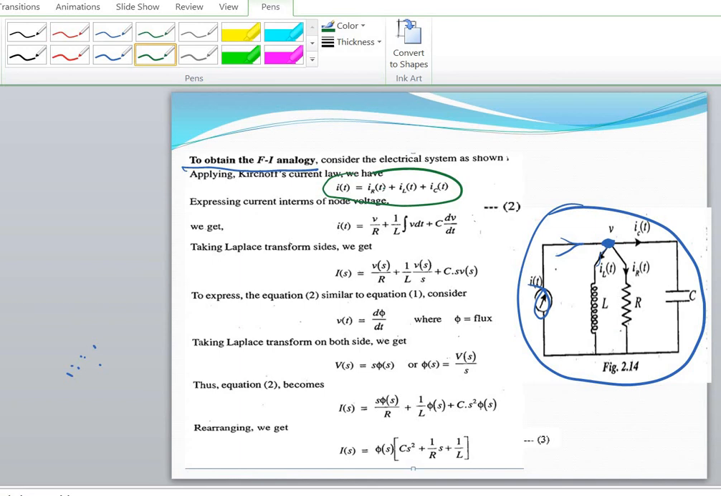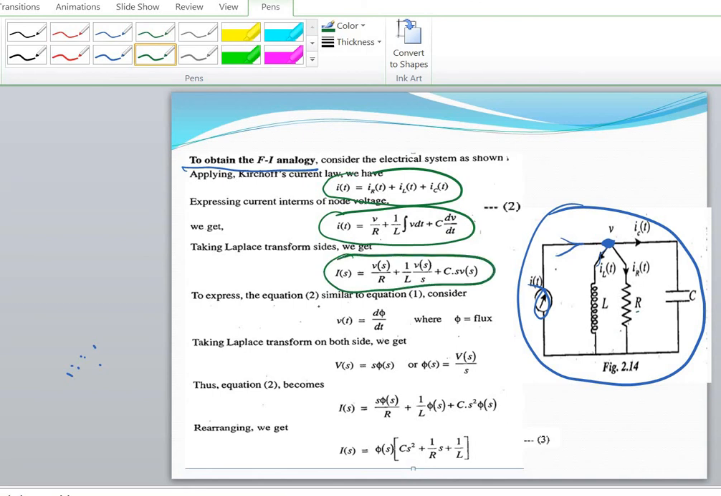Now applying Kirchhoff's law, the current through resistance, I R, can be written as V by R. Similarly, the current through the inductance can be written as 1 by L into integral of V dt, and the current through the capacitance is C dV by dt. These we have studied while studying the electrical elements. Taking the Laplace transform, we get I of s equal to V of s by R plus 1 by L into V of s by s plus C into s V of s.